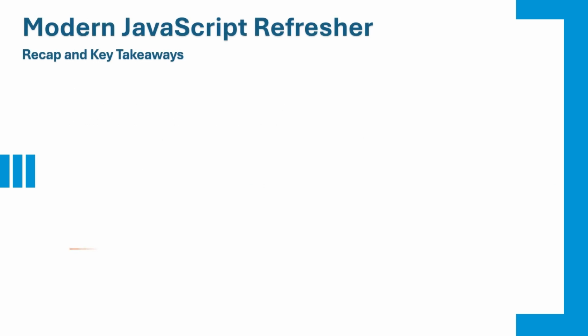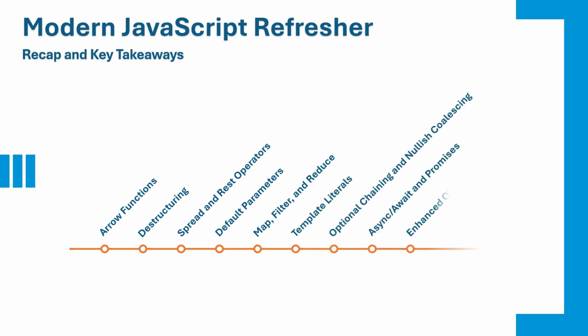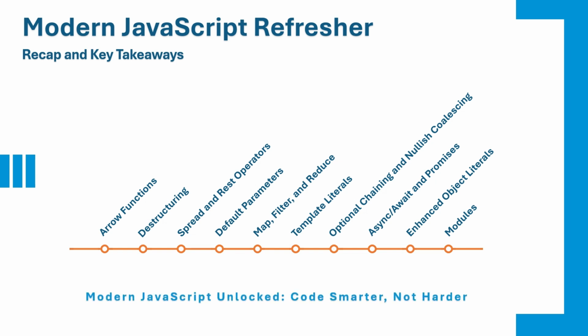As we wrap up this refresher on modern JavaScript, we've covered essential tools and techniques that make JavaScript both powerful and dynamic. We started with the streamlined syntax of arrow functions, then moved through destructuring, spread and rest operators, and practical array methods like map, filter, and reduce. We also explored template literals, optional chaining, modules, and async features to manage asynchronous code with ease. Each of these tools simplifies development and enhances readability, making JavaScript a truly dynamic language for today's coding needs.